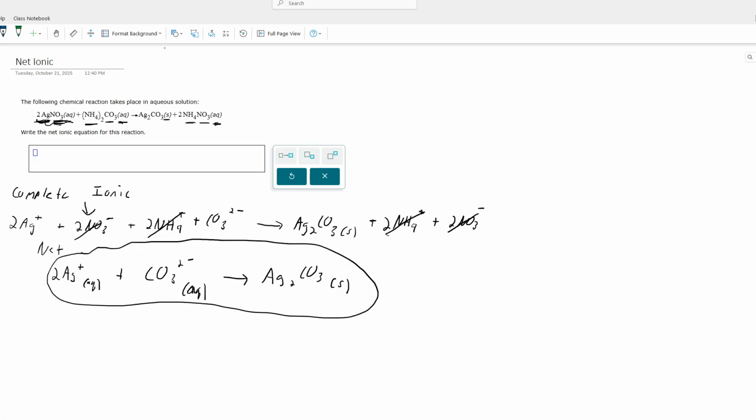So write the complete ionic equation and then cross things out that are the same. That'll get you your net ionic equation, and make sure you include your phases and your charges in these. Way, way, way doable. If you don't know your polyatomic ions, though, you might be in trouble.